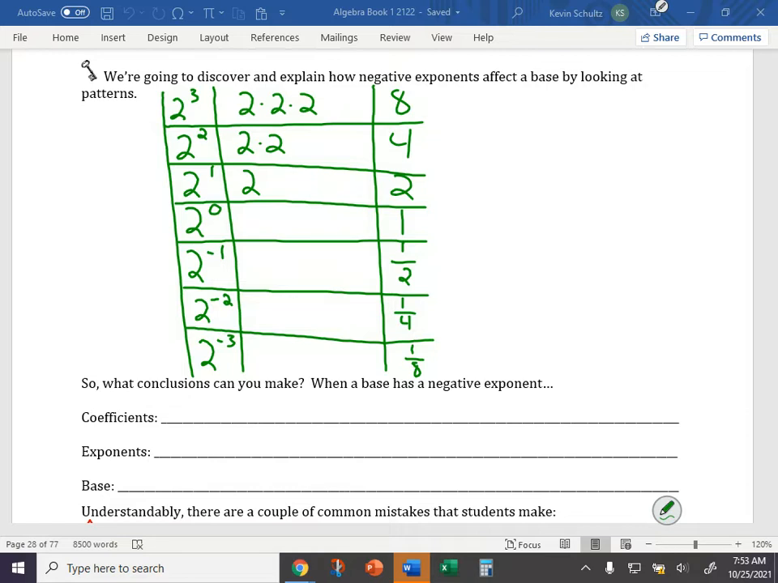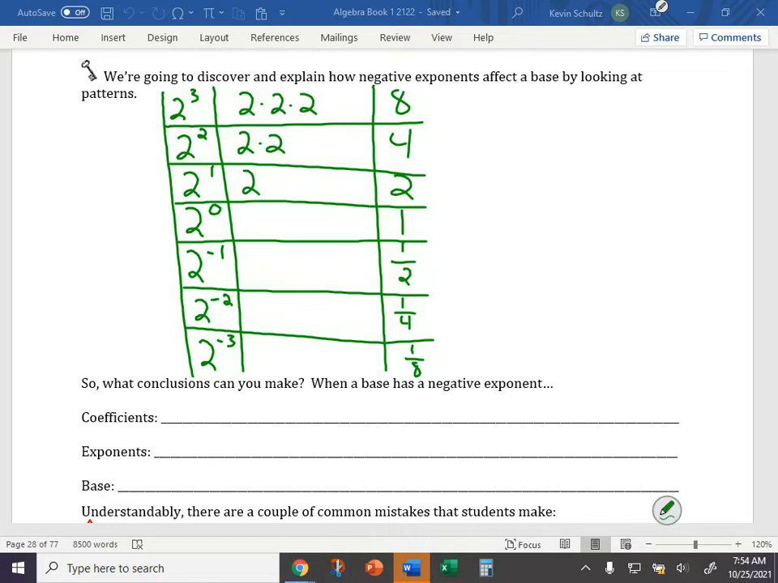The first thing to note here is that a negative exponent does not make the base negative. Noah, what does a negative exponent not do? Make the base negative. Let's focus up here. A negative exponent does not make the base negative. So then, what does a negative exponent do? Does anyone see any connections here between what we have on the right side, that column there? Jack?